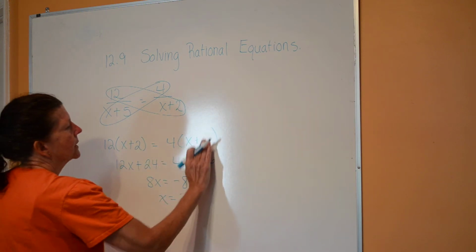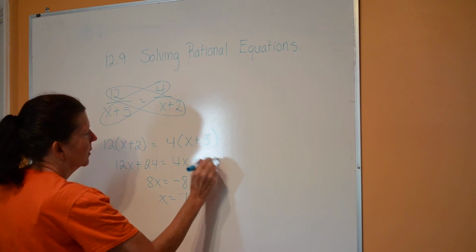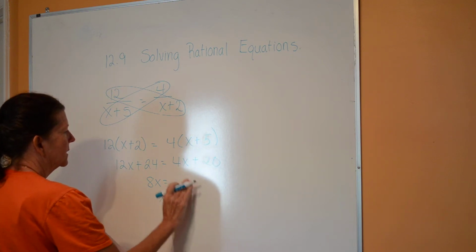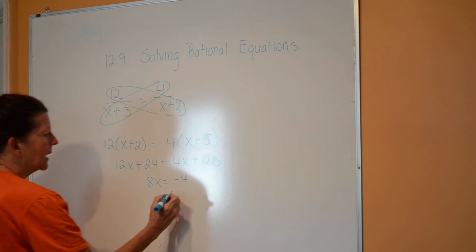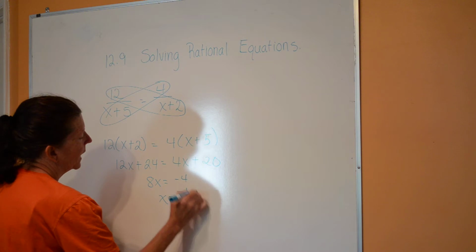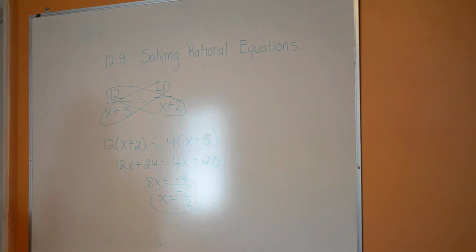Wait a minute, that's what I did wrong. That's a 5 right there, so this is 20. So that's going to give me a negative 4 right here. When I subtract that, it's going to give me a negative 1/2. That looks better. All right, now I want you to try one.